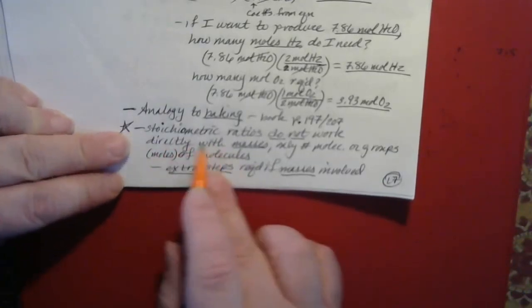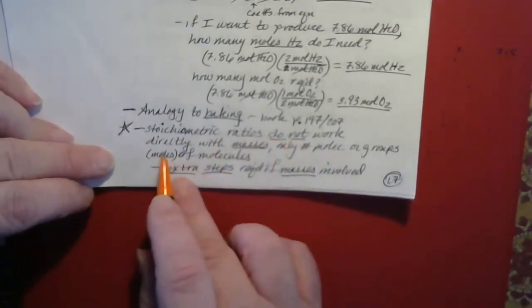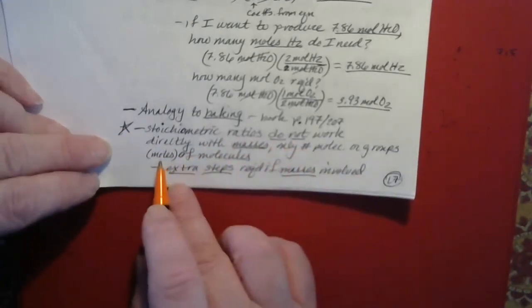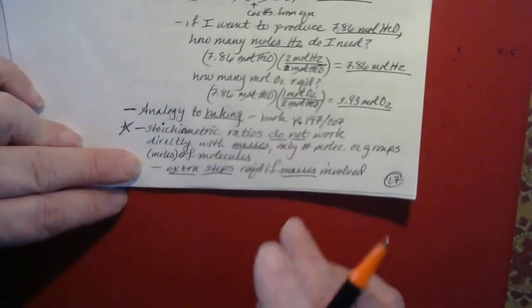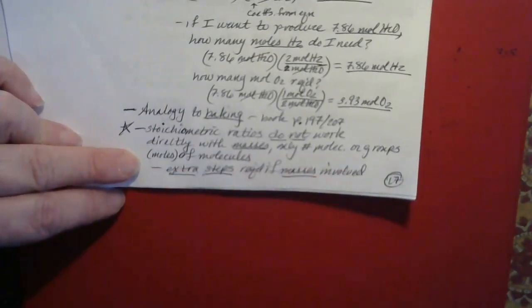And I just wanted to remind us again that stoichiometric ratios can't be used directly with masses, only with number of molecules or groups of molecules, like for instance, moles of molecules. If you want to do it with masses, then there are extra steps involved, which we will get to in a little while.